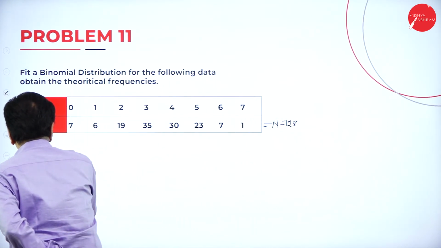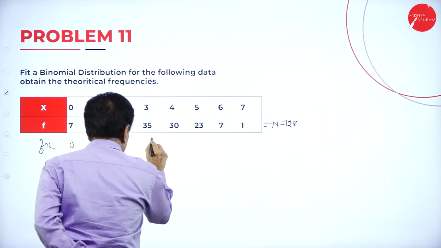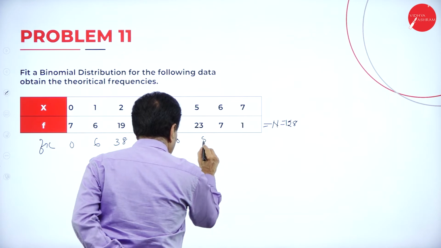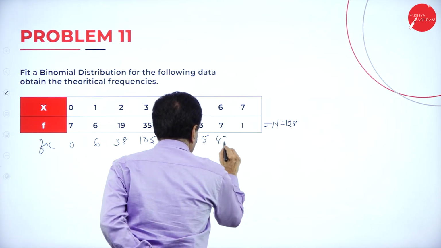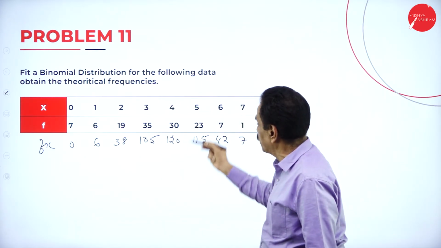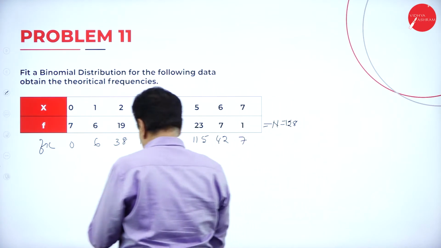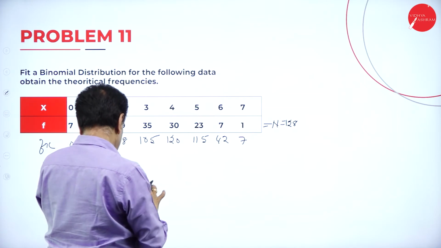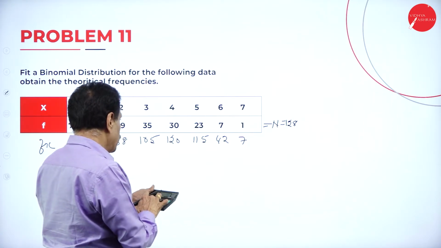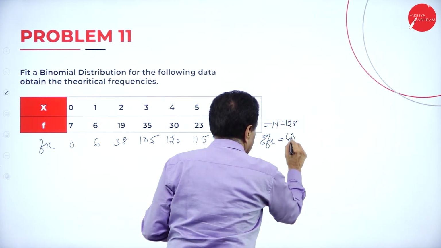Put it as fx. 7 into 0 is 0. 6 ones are 6. 19 twos are 38. 35 threes are 105. 30 fours are 120. 23 fives are 115. 7 sixes are 42. 7 ones are 7. Add the figures: 6 plus 38 plus 105 plus 120 plus 115 plus 42 plus 7 is 433. Sigma fx is 433. Check once again.